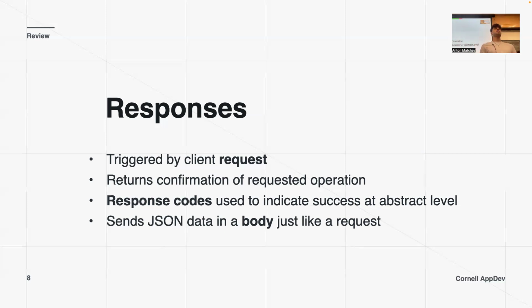Typically, they're accompanied with response codes. So 200 is going to be like the OK, 201 means created, 404 not found, stuff like that. And then usually they send back JSON data, which is just like the Python dictionary converted into JavaScript. And it'll be just like a request, but on the other side.